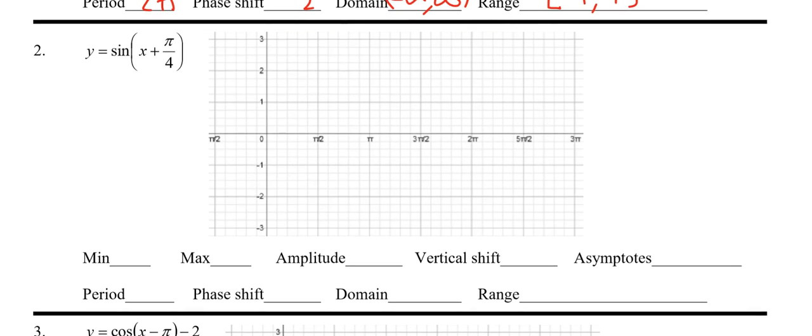Okay. Differences on this question? You're dealing with sine. It's already in fireproof form. You should be able to identify A, B, H, and K. Go. Let's see what you can do.